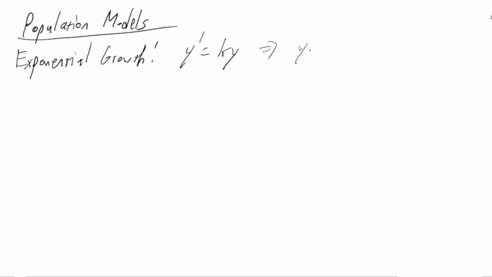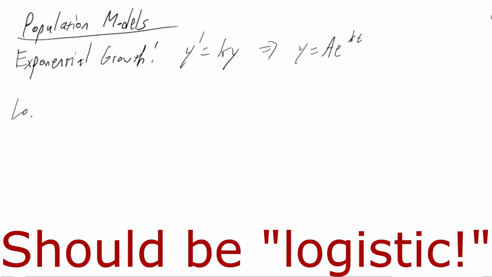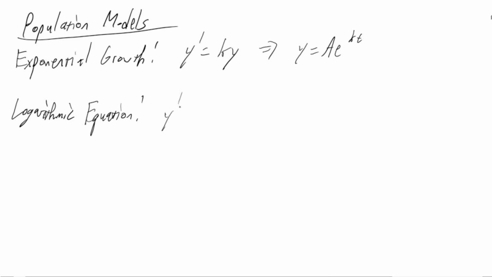It's just y equals the initial amount, a times e to the kt. A more interesting example is the logistic equation, where y prime equals some positive constant k times m minus y times y. M can be seen as a carrying capacity. It's like a limit for the function. This is more common than the exponential growth that we would see.